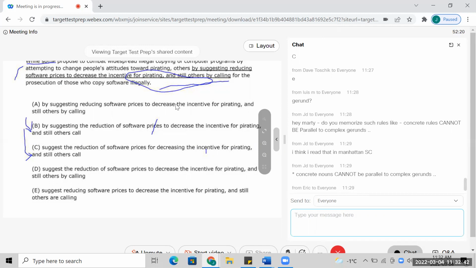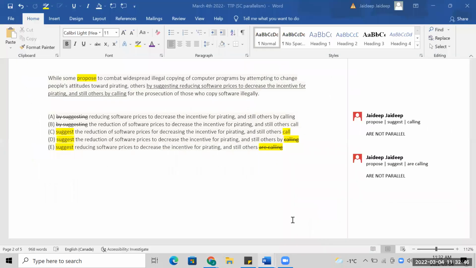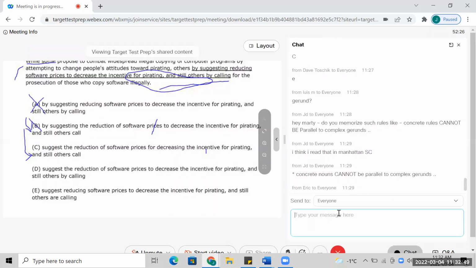Let's go to D. Well, that's how we were going to do this. We got rid of our two easy outs with no main clause, or our two sentence structures. Get rid of your easy outs. Go to D. While some propose copying by attempting, others suggest, okay, that's good, the reduction of software prices to decrease the incentive for pirating, and others by calling.